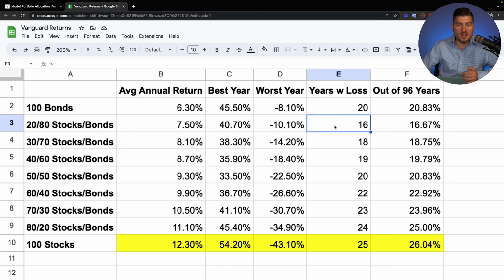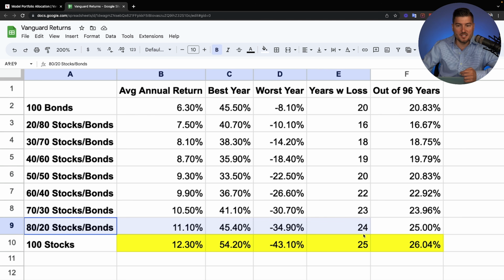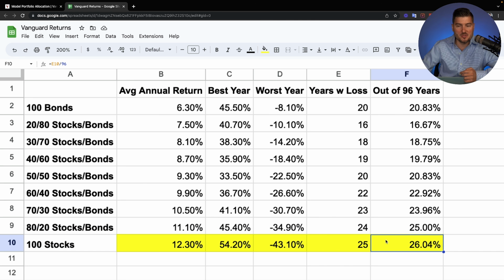So the smallest one on record was 20/80, highest was 100, and then you can see the percentages here out of the last 96 years, percentage of years with a loss. So if you're going into 80/20 stocks and bonds or 100% stocks, 1/4 of the time, 1 out of every 4 years, obviously you can't take that, what I'm about to say, at face value, but out of these 96 years, 1/4 of them were losses, if that makes sense.